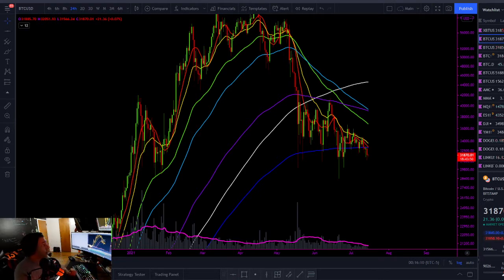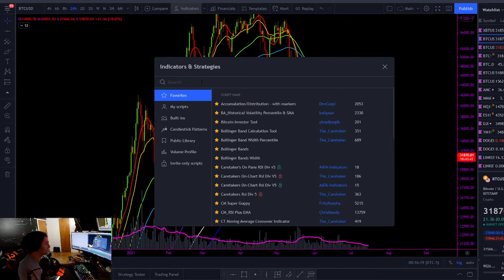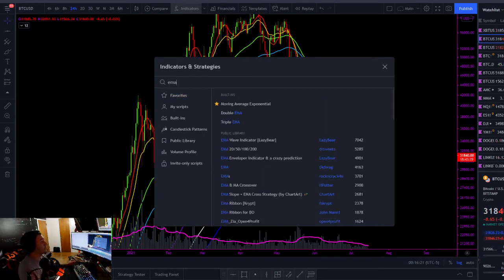So we're going to start off by showing you guys how you can get exponential moving averages. Again, this is an exponential moving average strategy. We're going to go to our indicators here. We're just going to type in EMA. Right, moving average exponential. I'm not going to click this one. This isn't one that I use.